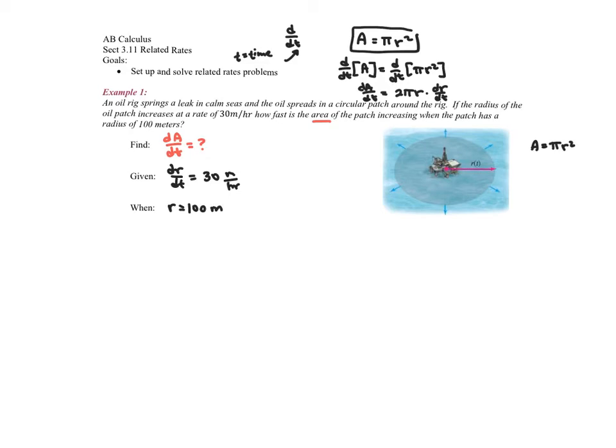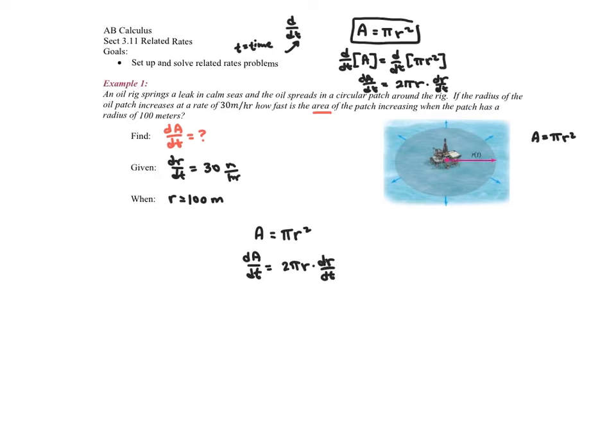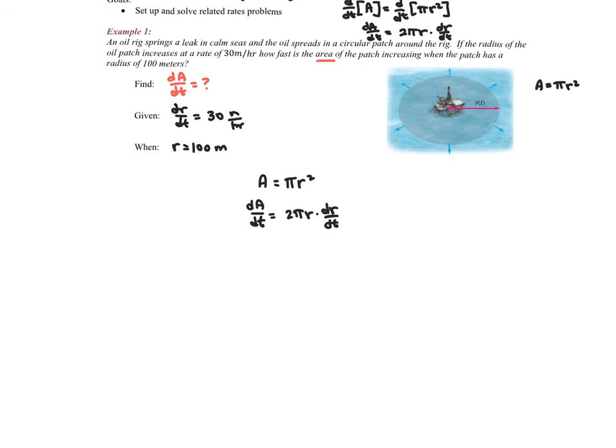Okay, so let's work from the very beginning. A is equal to pi r squared. So dA/dt, as we did above, is equal to 2 pi r times dr/dt. All right, now as we work through this, we've got some values we know, and we've got some values that we're seeking. Clearly, we're seeking dA/dt based on the information above. We are given r is 100, and dr/dt is 30.